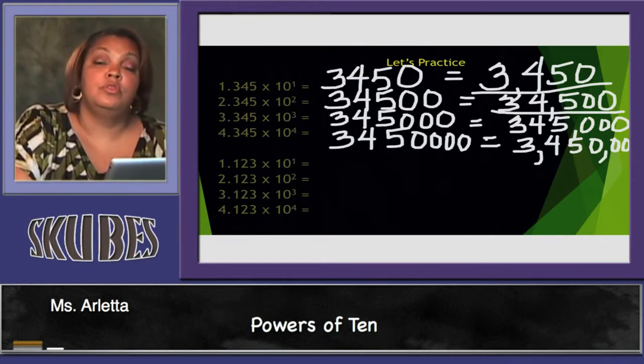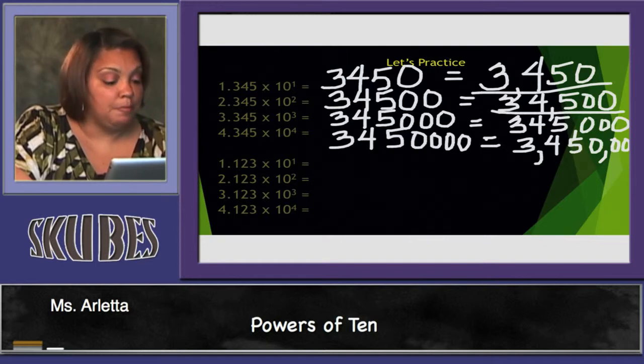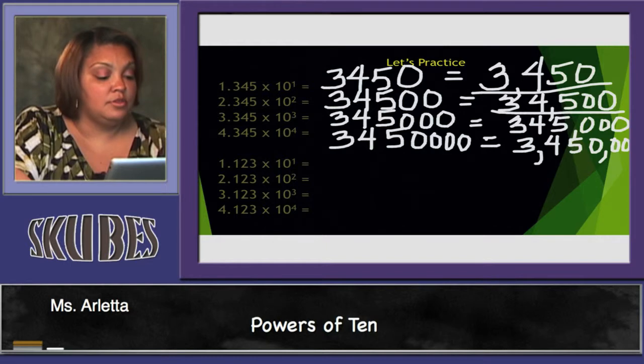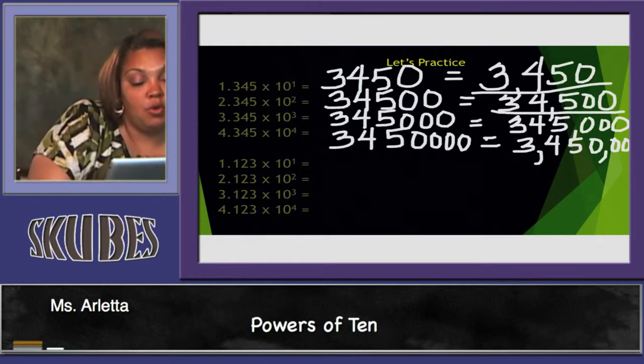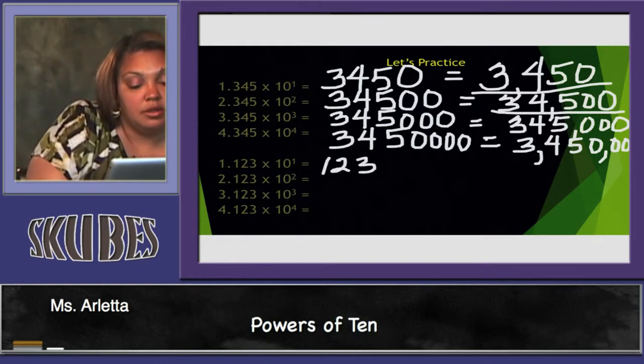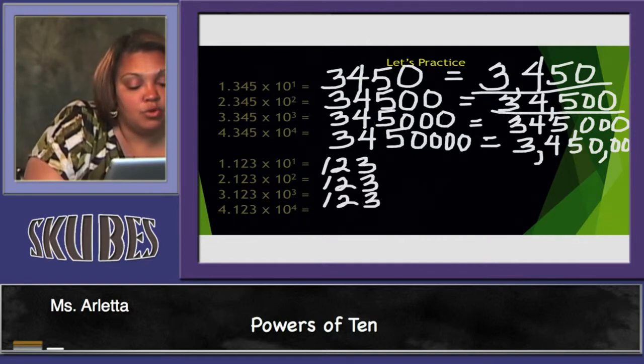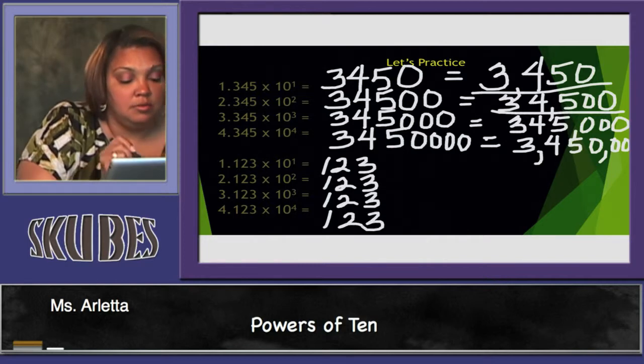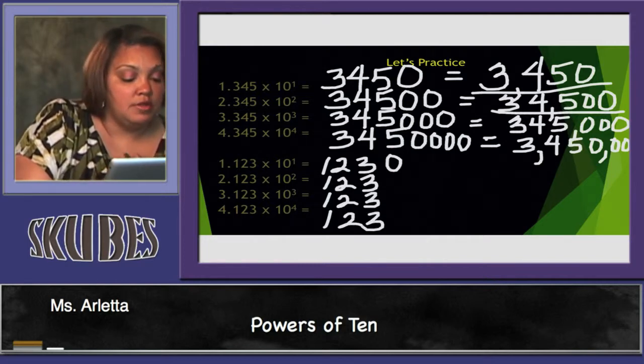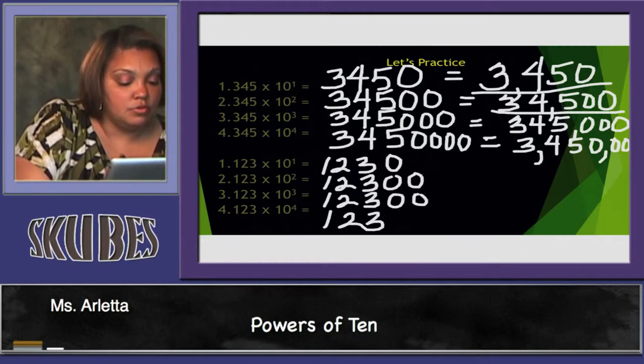Down at the bottom, this time I used the number 123. 123 times 10 to the first, 123 times 10 to the second, 123 times 10 to the third, and 123 times 10 to the fourth. So basically I'm going to write 123 all 4 times and just add zeros accordingly. First time I'm adding 1 zero, the next time I'm adding 2 zeros, the next time I'm adding 3 zeros, and the last one 4 zeros.